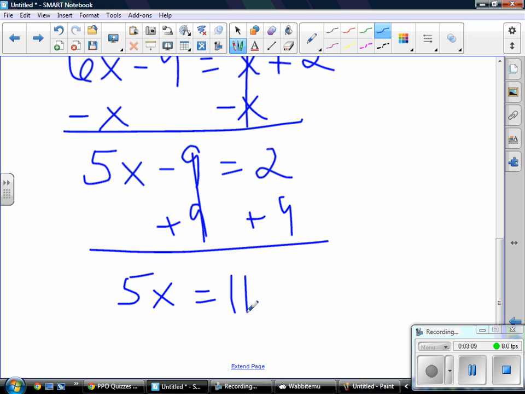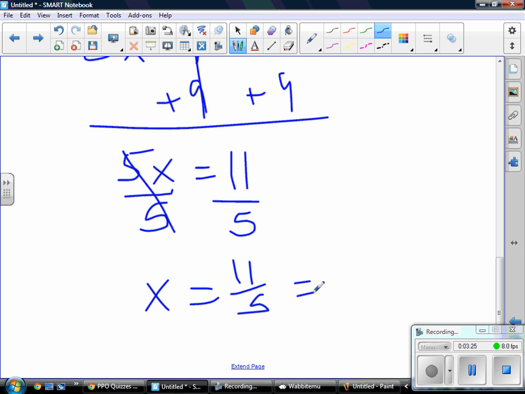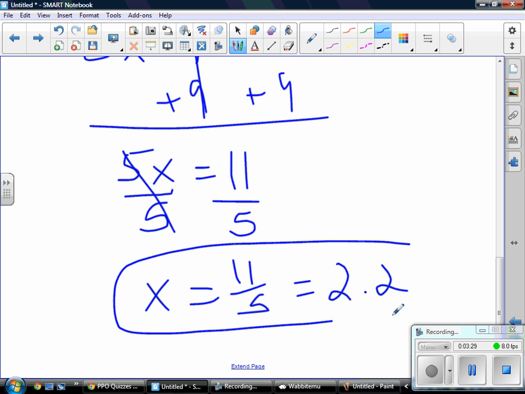equals 11. To get rid of that 5 next to the x, I'm going to divide. It's the opposite of multiplying. So I have x equals 11/5. And I could change that into a decimal, 2.2, as well. But either way, that is your solution to the equation. Again, I just had an x in my equation, so I don't have to find a y. x is worth 11/5 or 2.2.